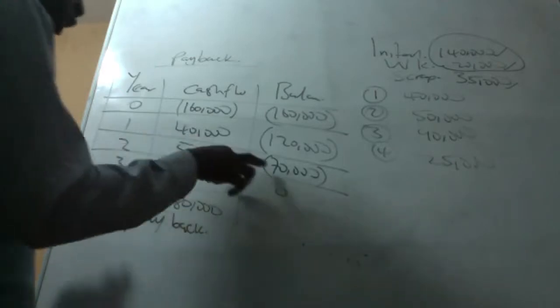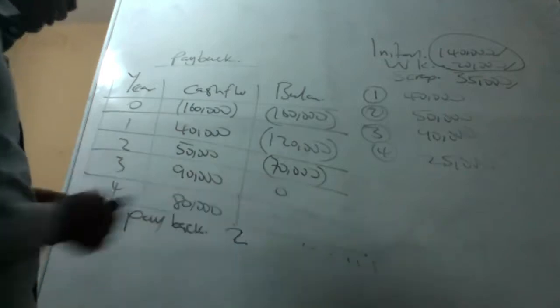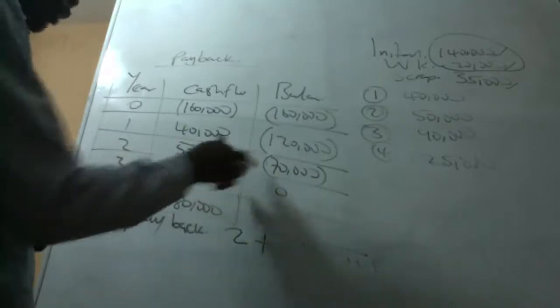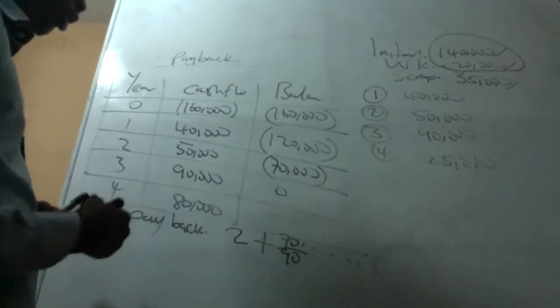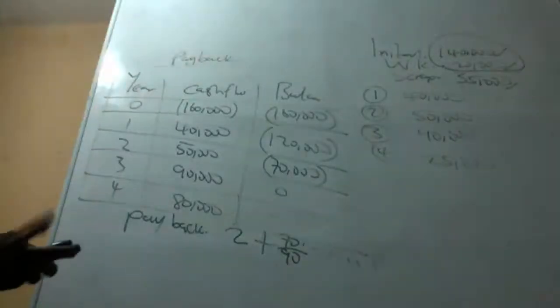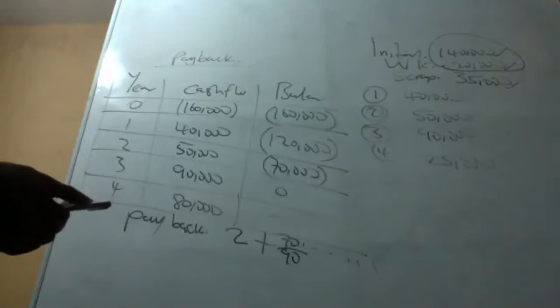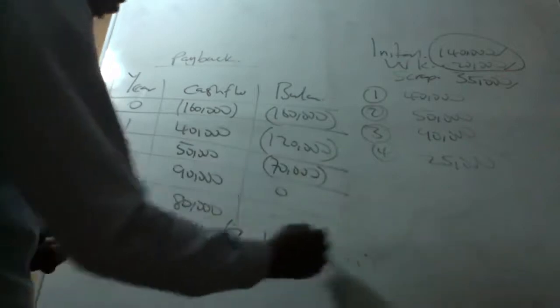Now we pay back in full 2 years, right? So if you want it all in years, 2 plus, here we pick what? Out of the 90,000, we pick 70,000. So it is 70 out of 90, right? Good. So 2 plus 7 over 9 gives us 2.7. Good. So that's it. That will give us 2.7 years.